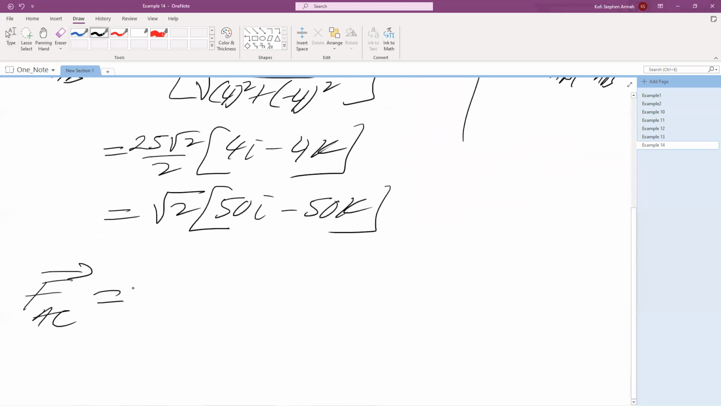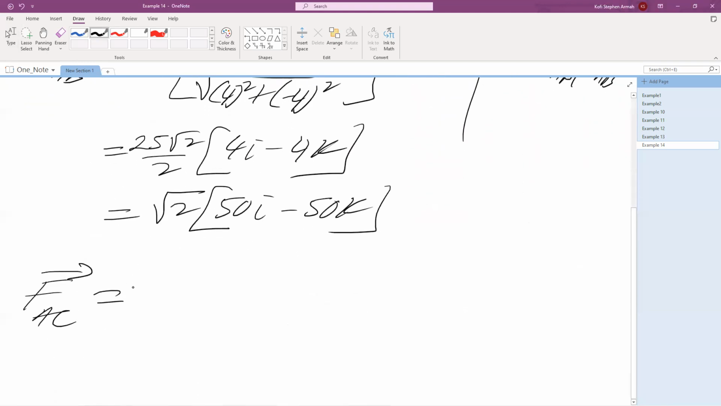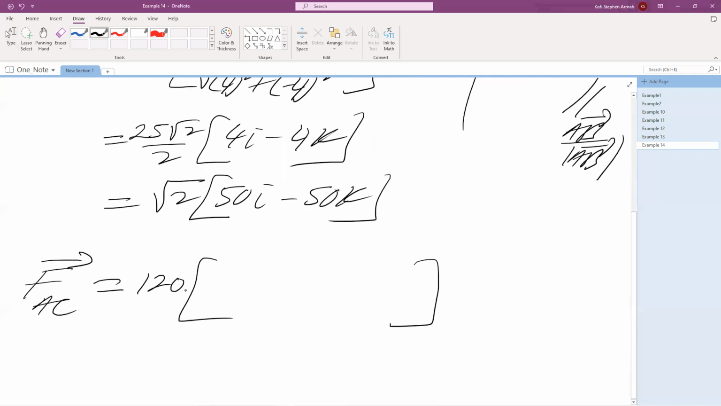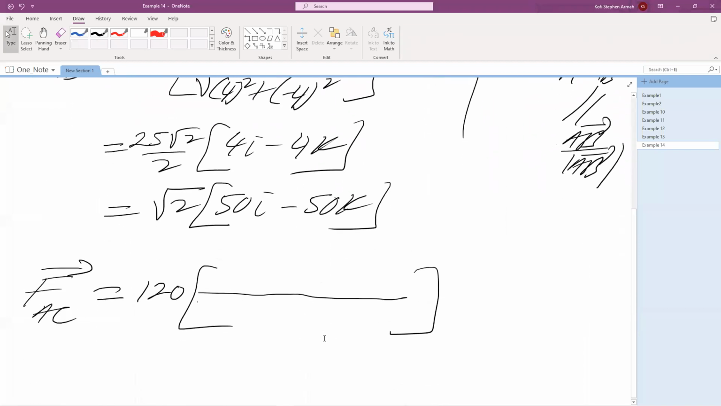So the magnitude of FAC is 120. So 120 times, and maybe I didn't write this, but this is AB over its magnitude. So that's exactly what I did here. The displacement AB over its magnitude. And that's the way I want you to do it. Don't waste too much time doing OB minus OA and all that. That's a waste of time.